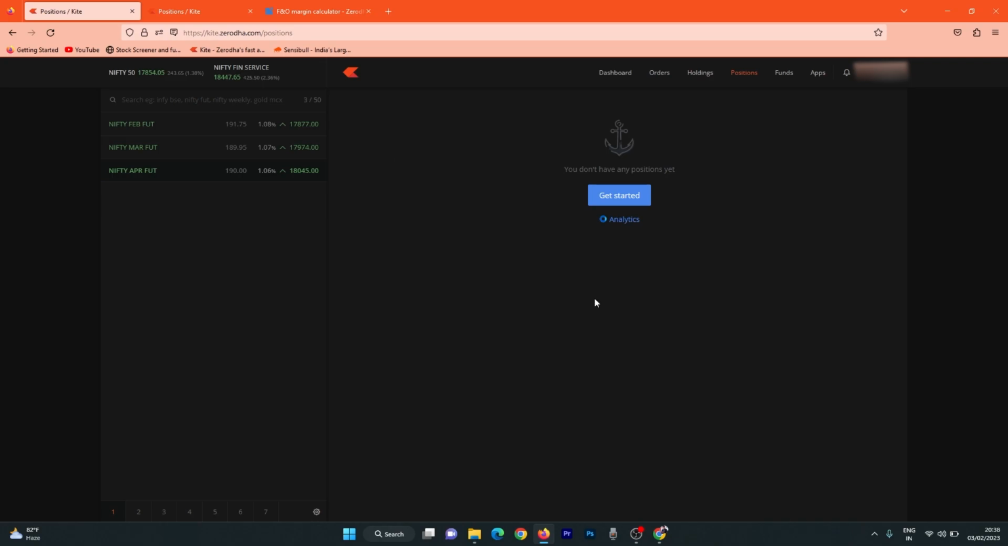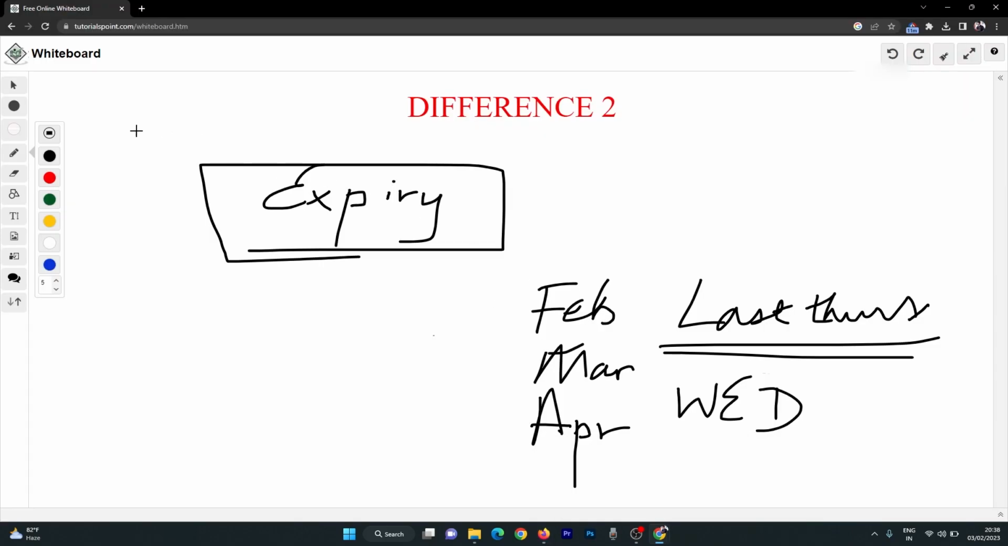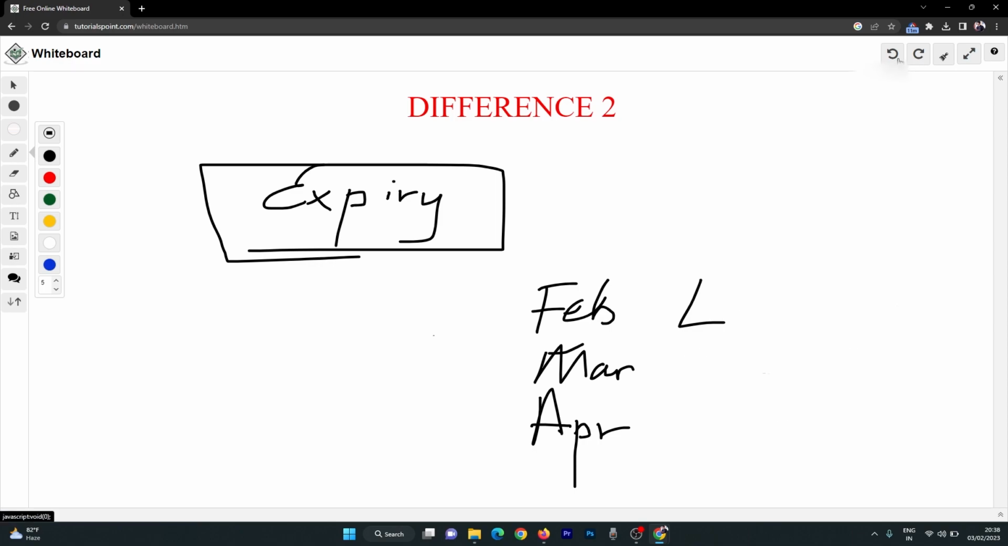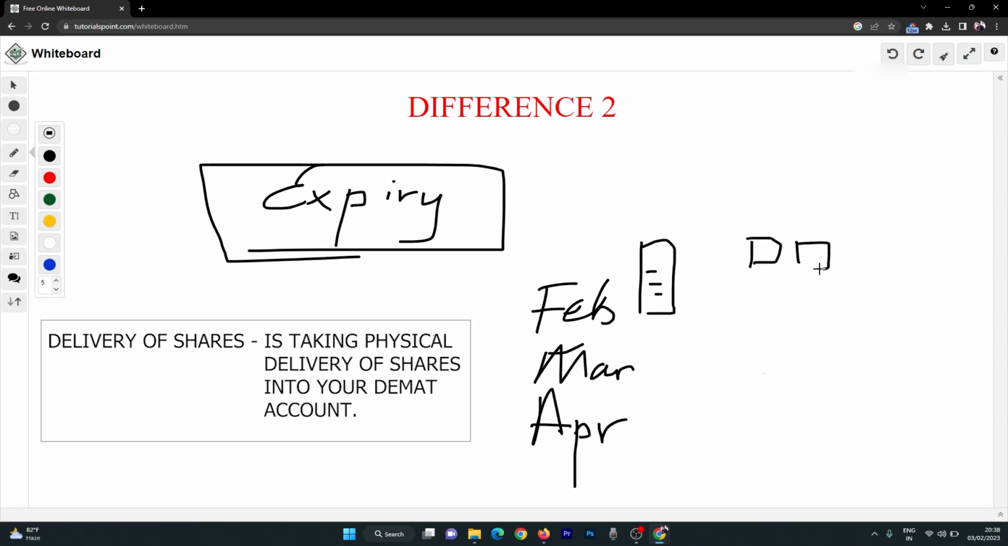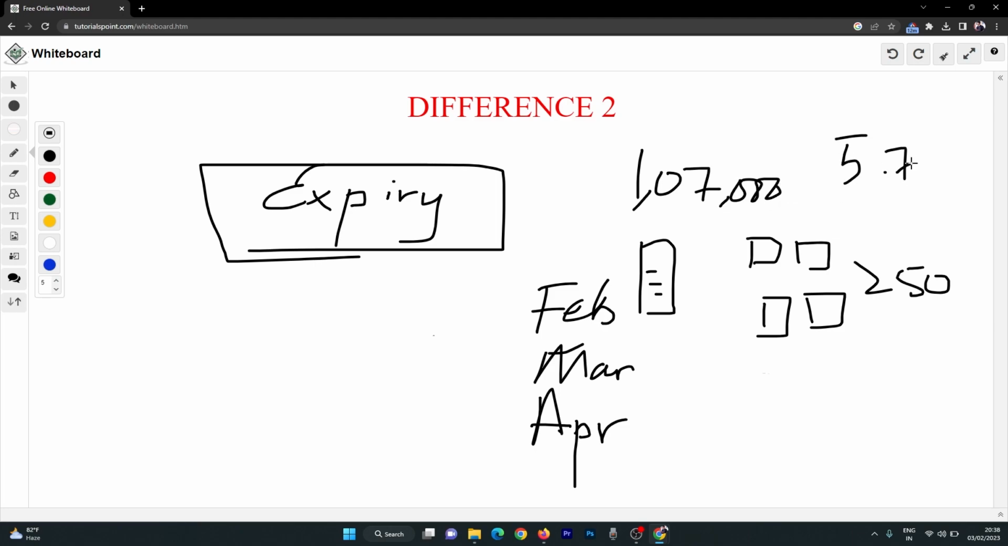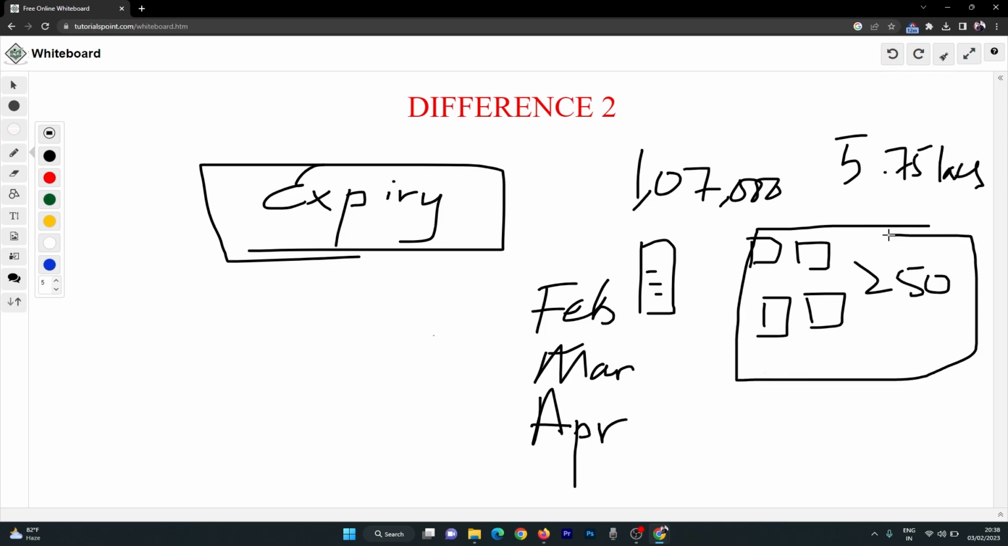But there is a downside to this expiry too. Now let's say that you forget to square off the position, which is always a possibility, right? So let's say that you forget to square off at the end of Feb. Now this contract will be executed, right? This contract is now executed, as in you will have to actually take delivery of the 250 shares that you had originally placed. So basically now your margin from 1,07,000 has basically gone to 5.75 lakhs, right? So basically you have to take the delivery of these shares in reality instead of it being just a contract.